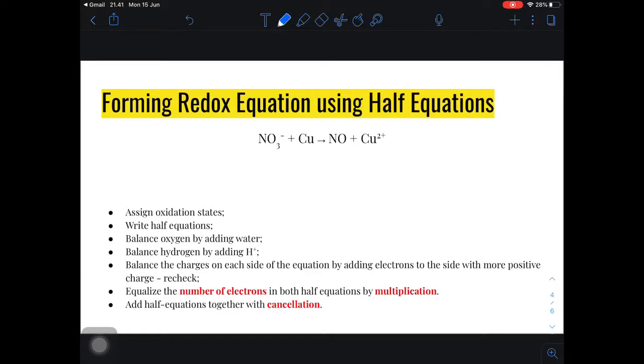So what do we need to do here? Well, actually the process is similar to what we have encountered before in the half equations, but there are some additional steps that we need to do here. First, we can determine the oxidation state.